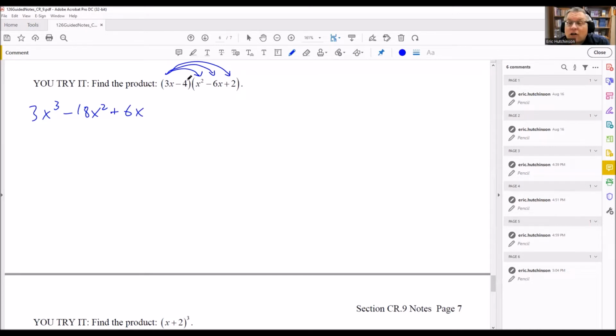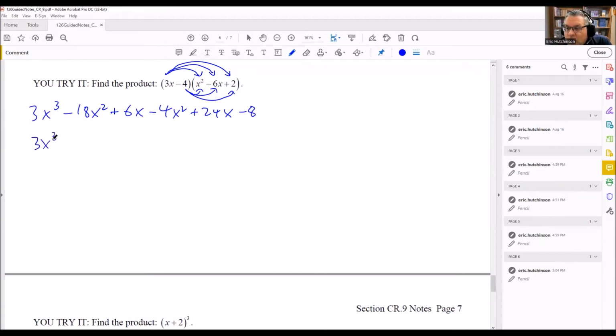Now we want to take negative 4 and multiply by everything inside the parentheses. So you're going to do negative 4x squared. And then you have negative 4 times negative 6. So negative and negative is a plus, and that's going to be a 24x. And you have negative 4 times 2, which is negative 8. So now we've multiplied everything out, and now we just have to combine the like terms.